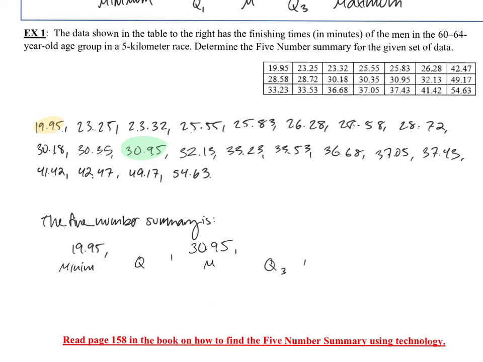Let me write this down. Minimum, maximum. So the maximum is going to be the greatest number. That'll be the 54.63.